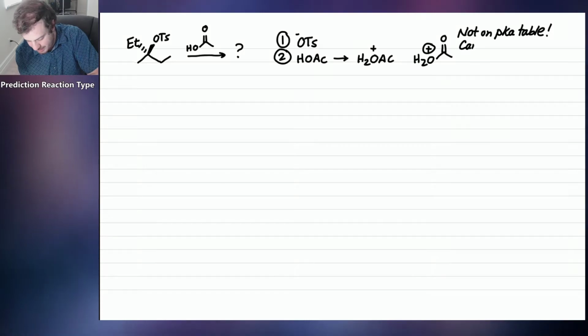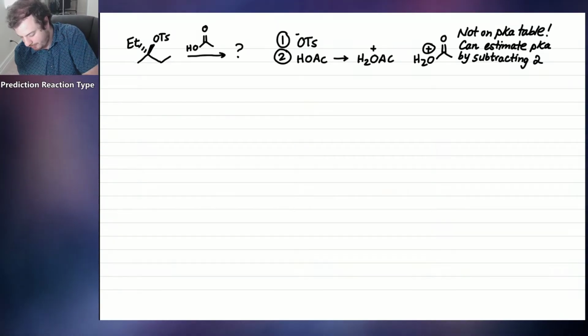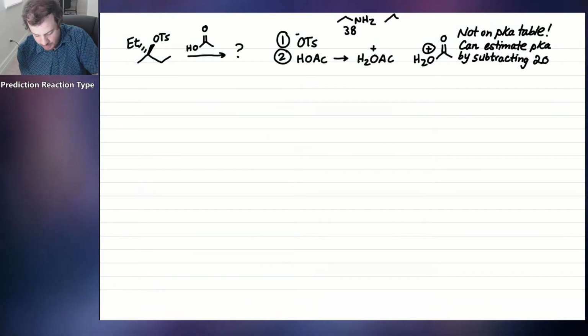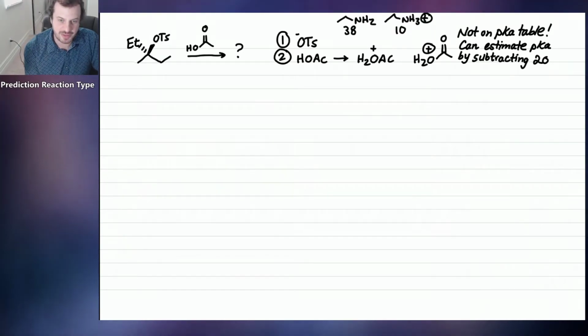You can estimate pKa by subtracting 20 when you form the conjugate acid. So roughly, and this is a rough approximation, when you add a proton, the pKa goes down by about 20. Consider, for example, the pKa of an amine. An amine is pKa 38. And if you protonate it to become ammonium, we know from our pKa table that that is 10. So that's a difference of 18. So it's roughly a 20-fold difference.